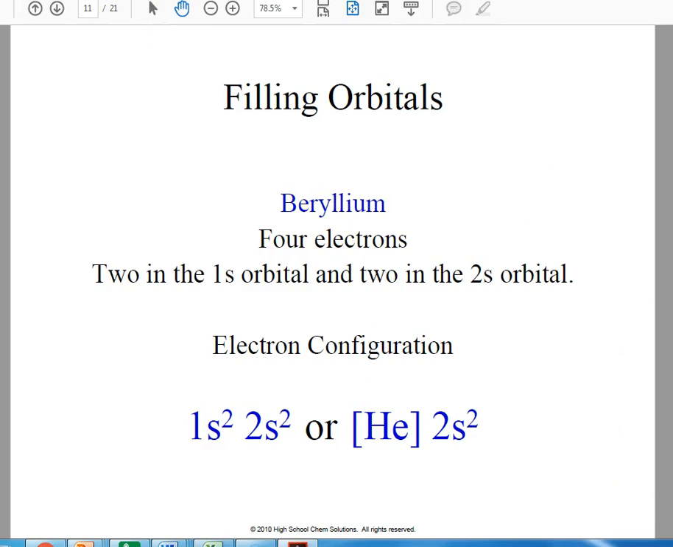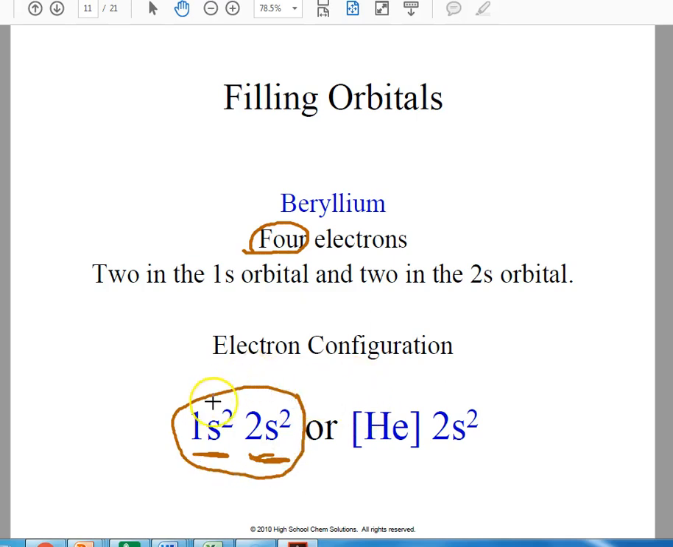All right, beryllium comes after lithium. It has 2 electrons in the 1s and 2 in the 2s, because it has 4 total. So those first 2, as always, go in the lowest energy orbital, and then it has 2 left to go in the next energy orbital. So this is the electron configuration.